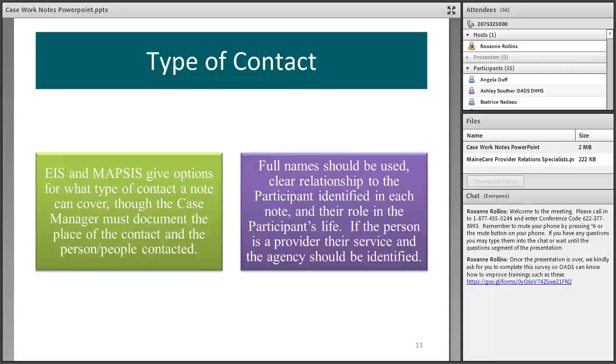Okay, type of contact. EIS and MAPSIS will give you options for what type of contact a note can cover, although the case manager must document the place of the contact and the person or people contacted. In your note, full names should be used, clear relationships to the participant should be identified in each of the notes, and their role in that participant's life. If the person's a provider, then their service and agency name should also be identified.